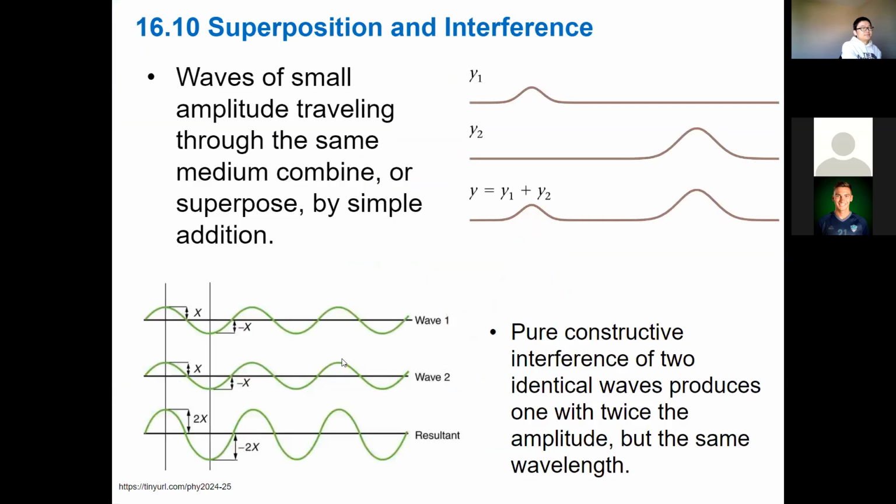All right. Now let's look at the two major types of mechanical waves: the longitudinal wave and the transverse wave.